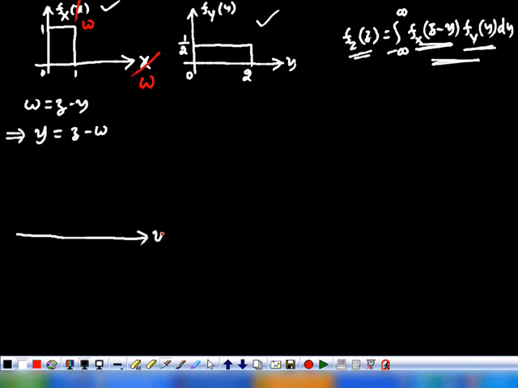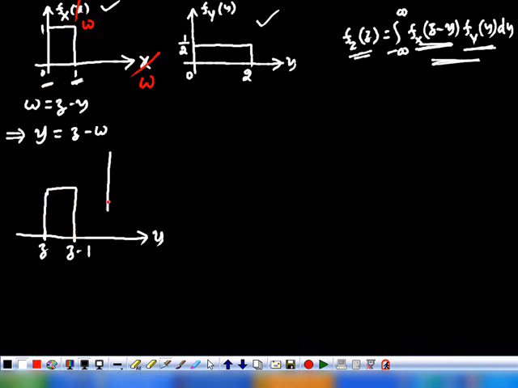Now find the new values of y. When w is 0, what is y? z. When w is 1, the corresponding value is z minus 1. That is, if w is varying from 0 to 1, y is varying from z to z minus 1. So from 0 to 1 it is constant. Therefore, from z to z minus 1 it is constant.